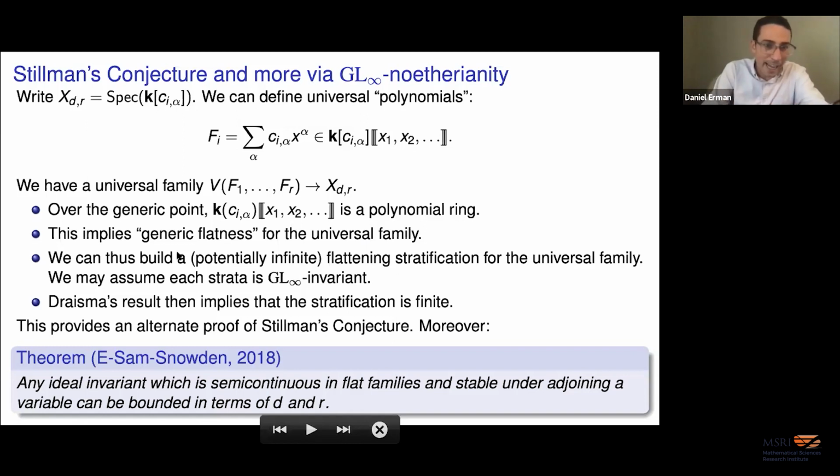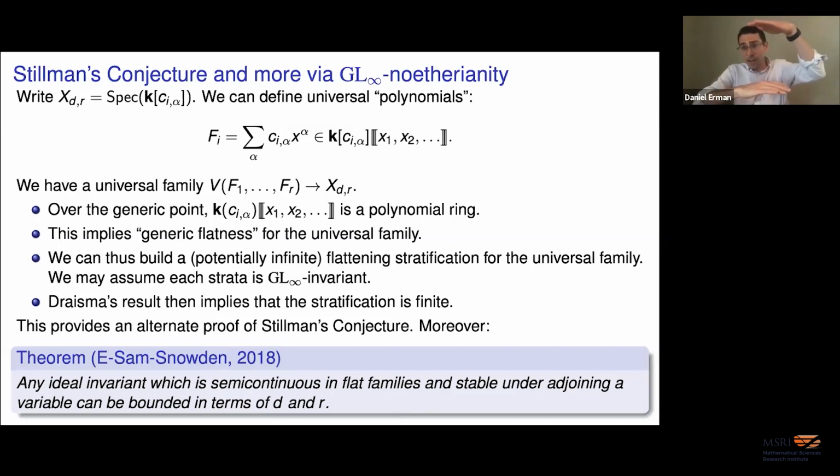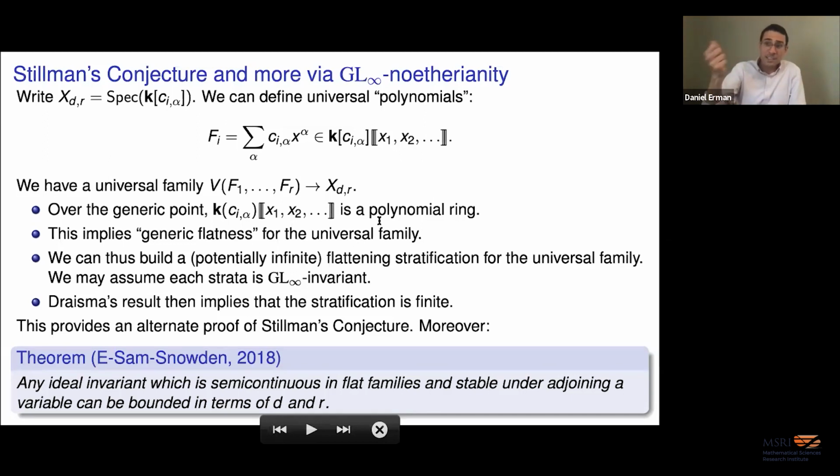So the idea is, oops, I have my XDR wrong, but the idea is, if you think of XDR as this parameter space for R elements of degree D in this funny ring, you can write down universal polynomials. So these c_alpha are just arbitrary variables, and x^alpha is meant to be a monomial of degree D. And you can write down a set of universal polynomials, F1 through FR, where you've just put variables in for the coefficients. And so then you have this universal family of collections of R polynomials of degree D, and it lives over this space XDR, which satisfies this funky Noetherianity property.